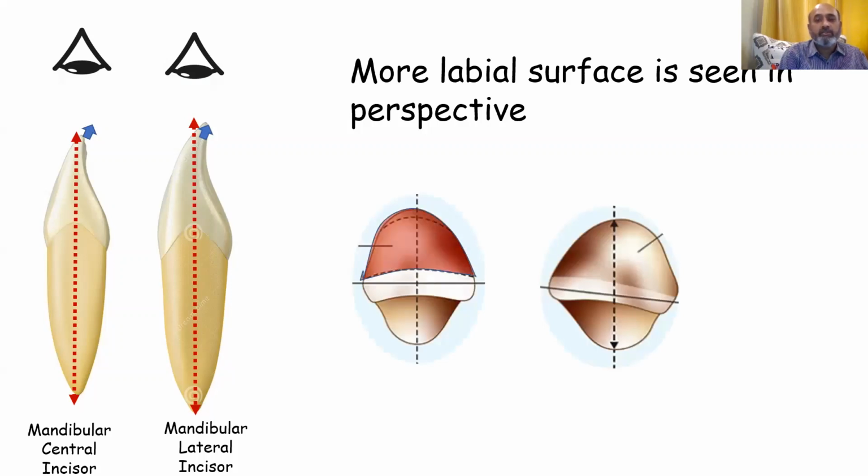Now, when we look at the labial surface in perspective, as we said in the central incisor, the convexity of the cervical portion is reflected here, whereas the flatness of the tooth is reflected in this area. So it becomes more flat and broad on this side. When we look at the crown with a line bisecting it from labial to lingual, you see that it is bilaterally symmetrical. Whereas in the lateral incisor, the distal portion is more stretched as compared to the mesial portion.